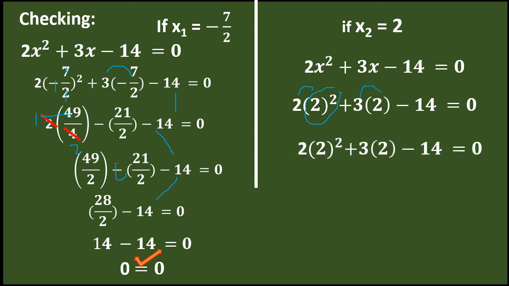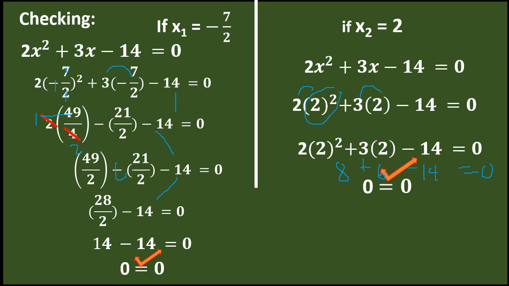So we have 4 times 2, which will become 8. 3 times 2 will become 6, so plus 6. Bring down minus 14 equals 0. So what is 8 plus 6? It's 14 minus 14 equals 0. So 0 equals 0. They are equal.